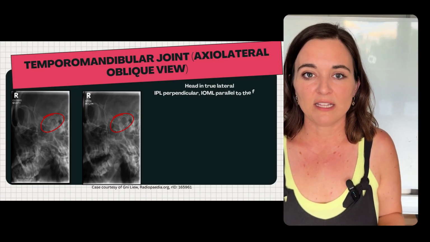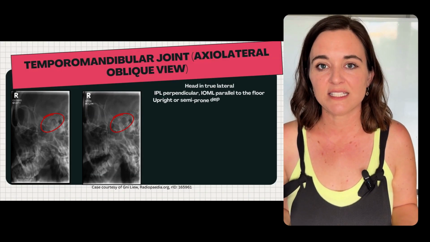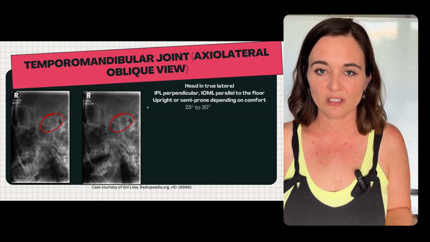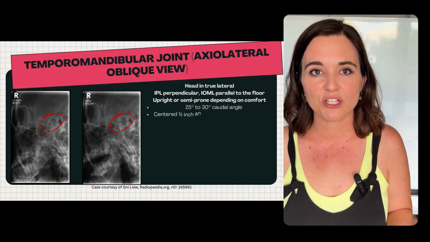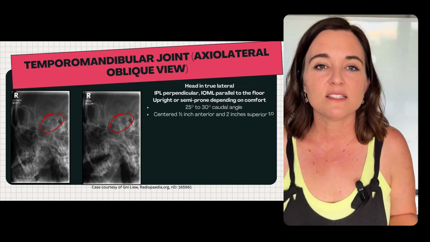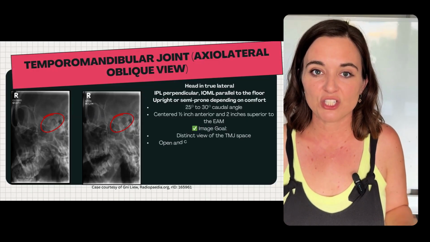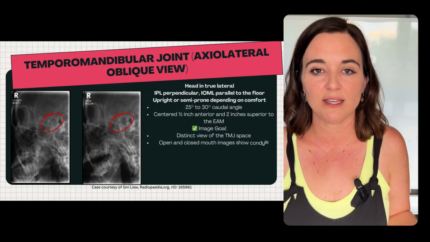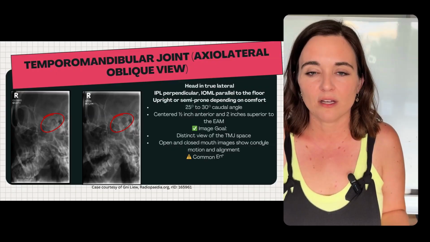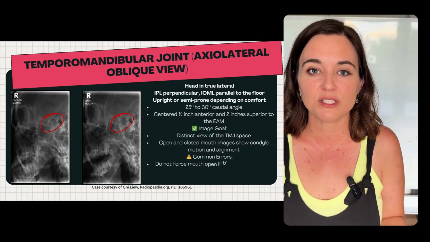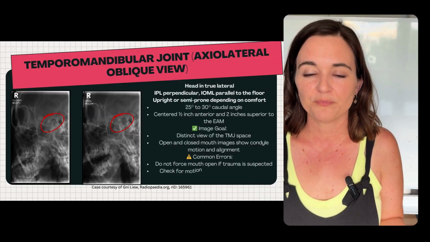First up is the modified Law method. The patient is in a semi-prone or upright position. Their head's rotated 15 degrees towards the IR. The CR is angled 15 degrees caudal, centered 1.5 inches superior to the EAM. Our goal here is we want the TMJ closest to the IR shown clearly.